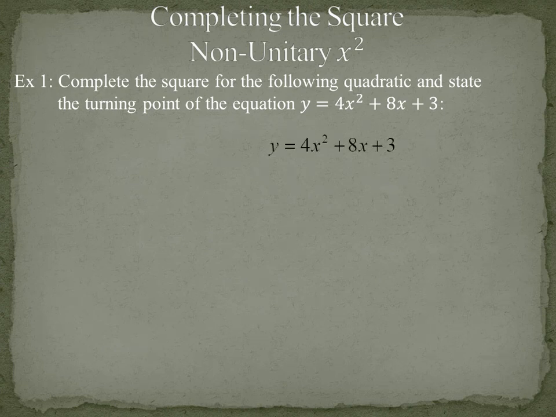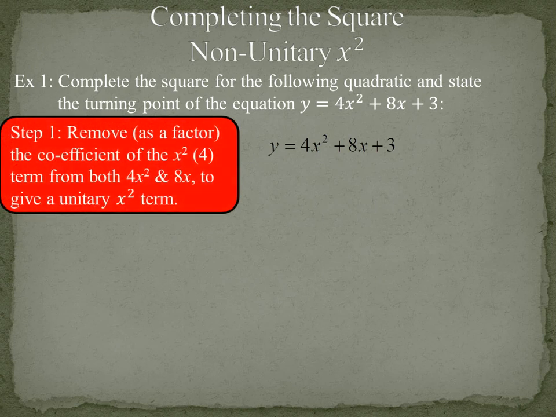So step 1. Remove as a factor the coefficient of the x squared term, which in our case is 4, from both the 4x squared and the 8x. So you're basically removing whatever coefficient is in front of the x squared, you're removing that from both the x squared term and the x term. It must be both, to give a unitary x squared term. Once you've done that, you're then allowed to deal with the x squared plus 2x as you've dealt with previously.